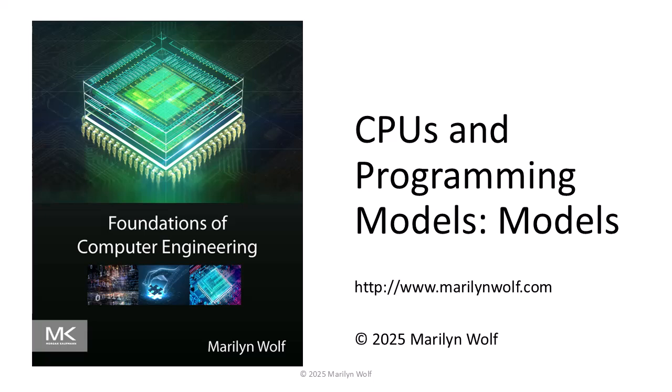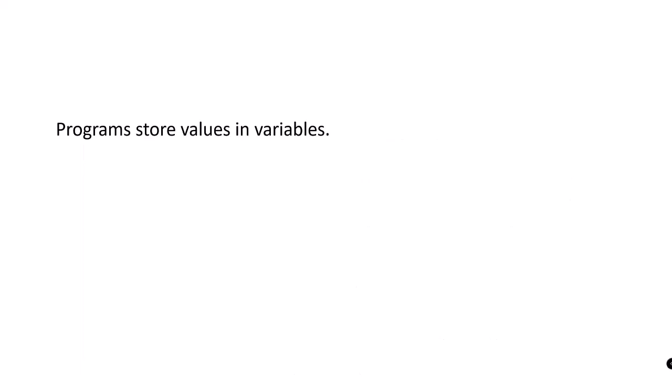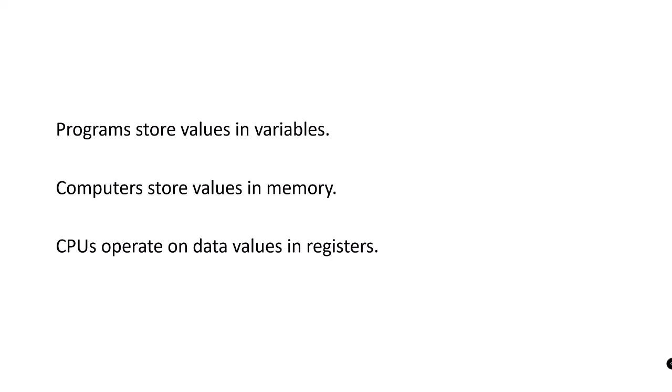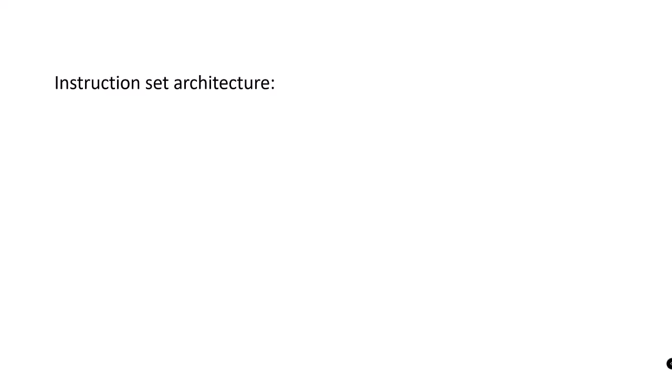A programming model describes how the CPU operates. Programs operate on values stored in variables. Computers store these values in memory. CPUs operate on data values through registers. The instruction set architecture defines the operation of the computer.